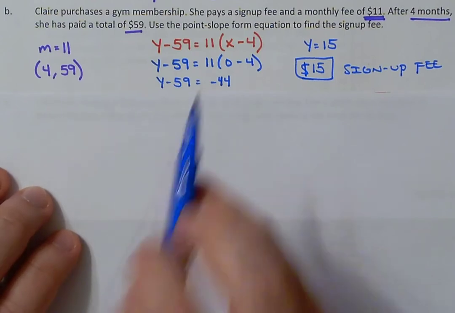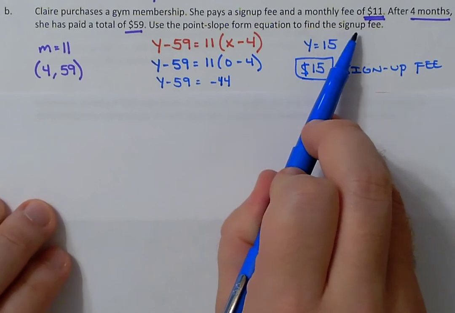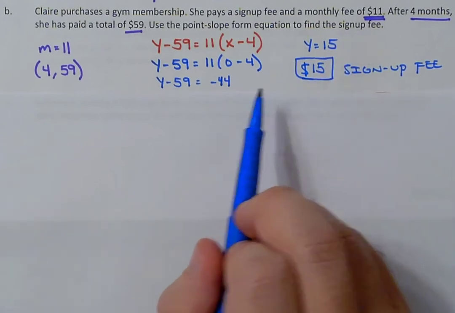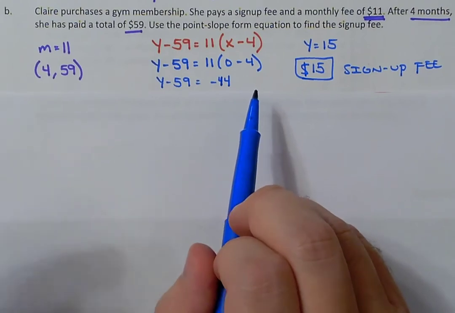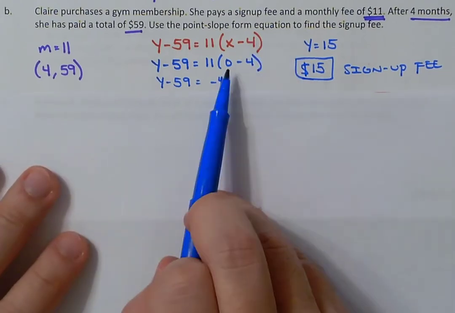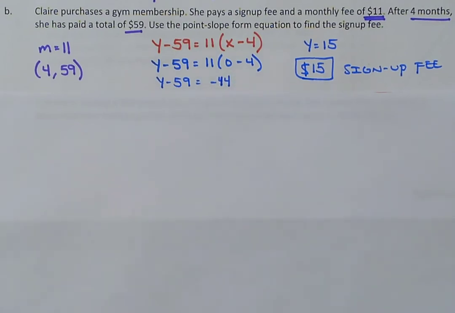Again, the reason I plugged 0 in for x is because I wanted to know what the sign-up fee was. Sign-up fee implies before you've ever paid for any months, so you've paid for 0 months. So that means we're going to take 0 and plug that in and figure out what our startup fee is.